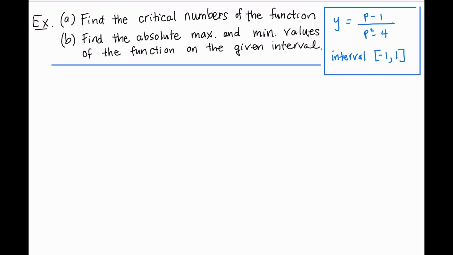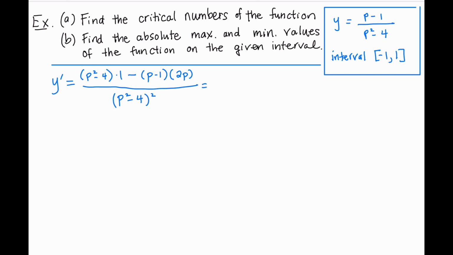So the first thing I'm going to do in order to find the critical numbers is take the derivative of this function. It's going to require the quotient rule. So I have the bottom function times the derivative of the top function, which is just 1, minus the top function, p minus 1, multiplied by the derivative of the bottom function, which is just 2p. So this is just the quotient rule, and then I have the denominator, the bottom function squared.